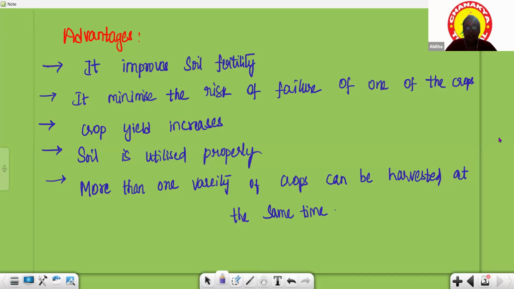So what are the advantages? It improves soil fertility. It minimizes the risk of failure of one of the crops. Crop yield increases. Soil is utilized properly. And at the time of harvesting, you get more than one variety of crops at the same time. Clear? Please write.